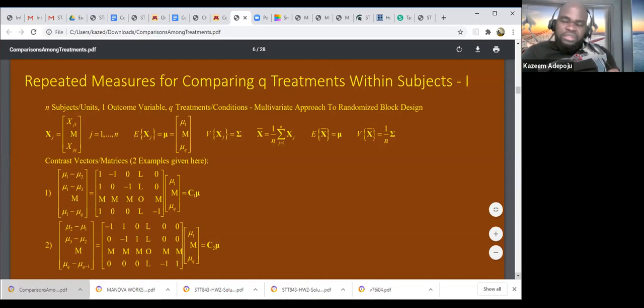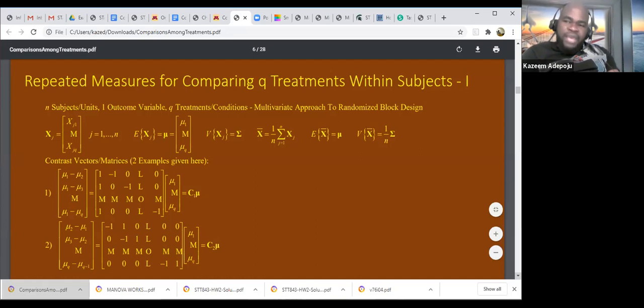Let me give you a typical example of a randomized complete block design in a univariate setting, for you to be able to understand what I want to teach right now for the multivariate.